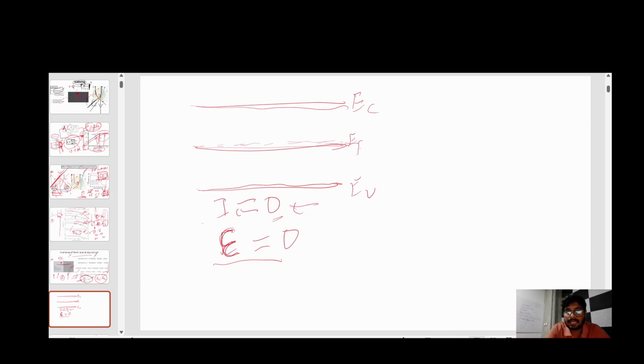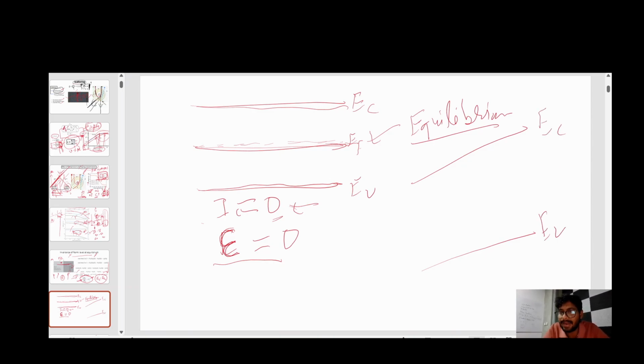Whenever the Fermi level is flat, this is the equilibrium condition. Or, when there is a gradient in the conduction band and valence band, this is the EC, this is EV, there is some gradient in the conduction band and valence band.